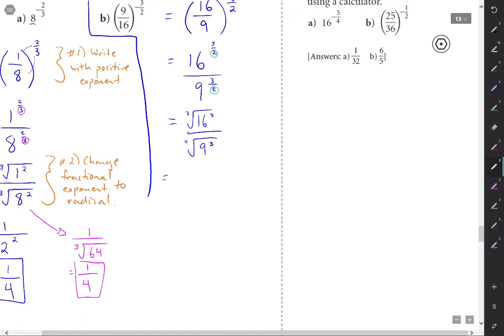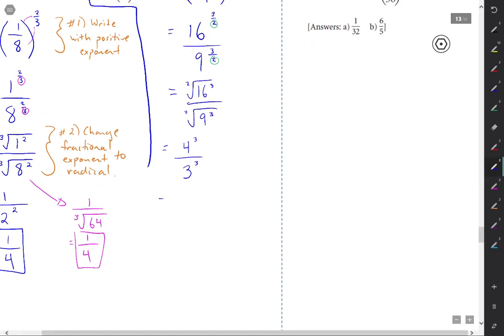So now I don't know what 16 to the power of 3 is, but I do know that the square root of 16 is 4, so I'm going to do that part first. So the square root of 16 is 4, and then to the power of 3 is still there. And I know the square root of 9 is 3, so I'll do that first. So then we have 3 to the power of 3 in the denominator. So now 4 to the power of 3 is equal to 4 times 4 times 4, which is 64. And 3 to the power of 3 is 27. So that is the final answer.